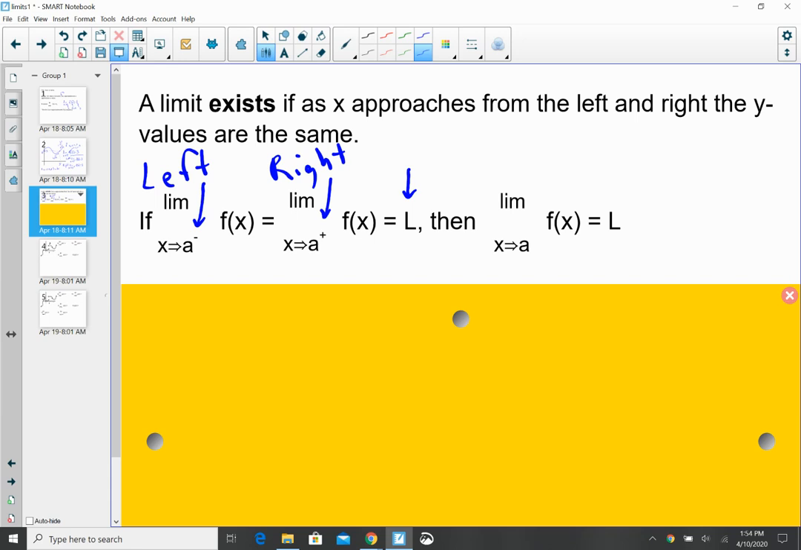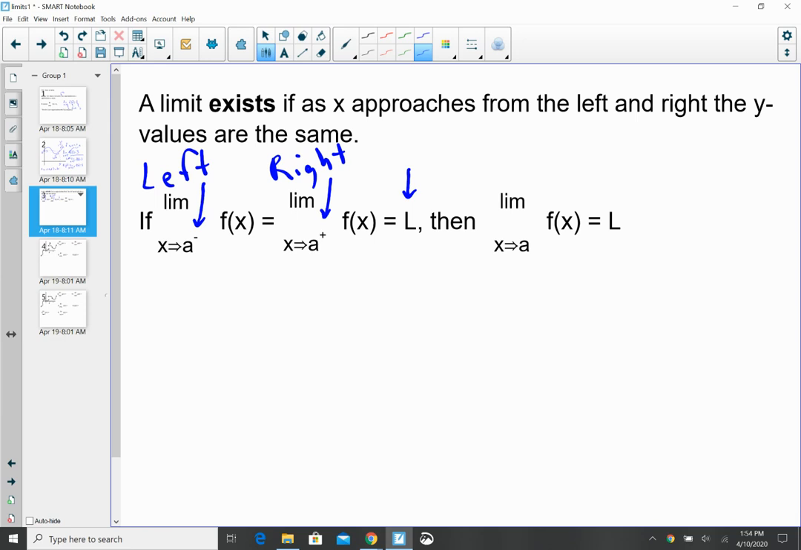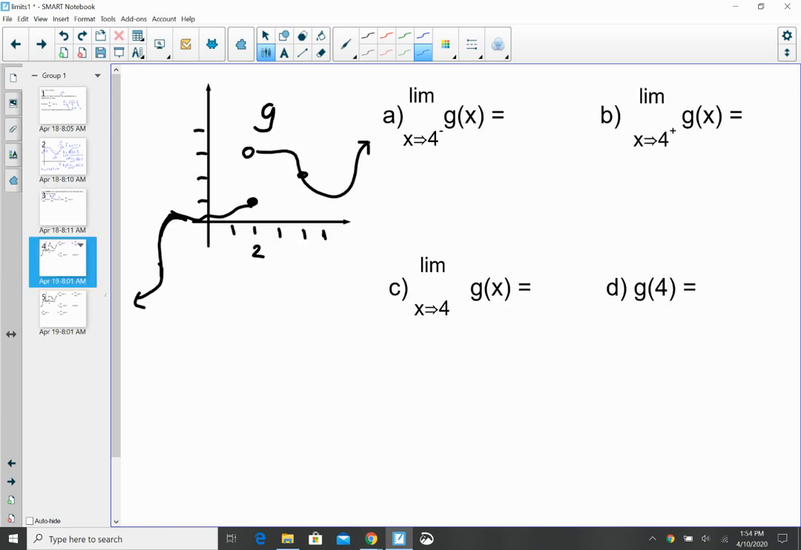All right, nothing else. Let's look at an example. Here's a little picture. Looking at this picture here, what I'm not showing you is where 4 is. There's 4 right there. You can probably count it and figure it out. As I approach 4 from the left, what's my y value?